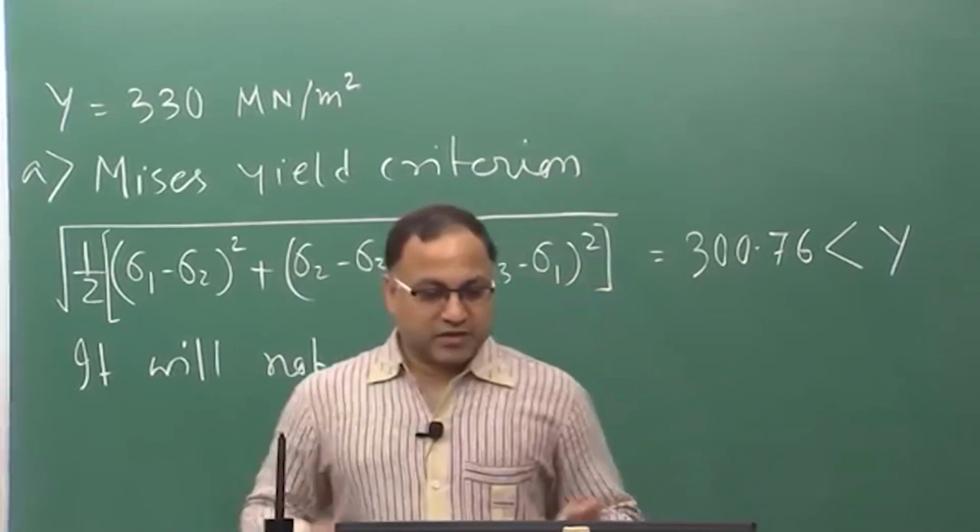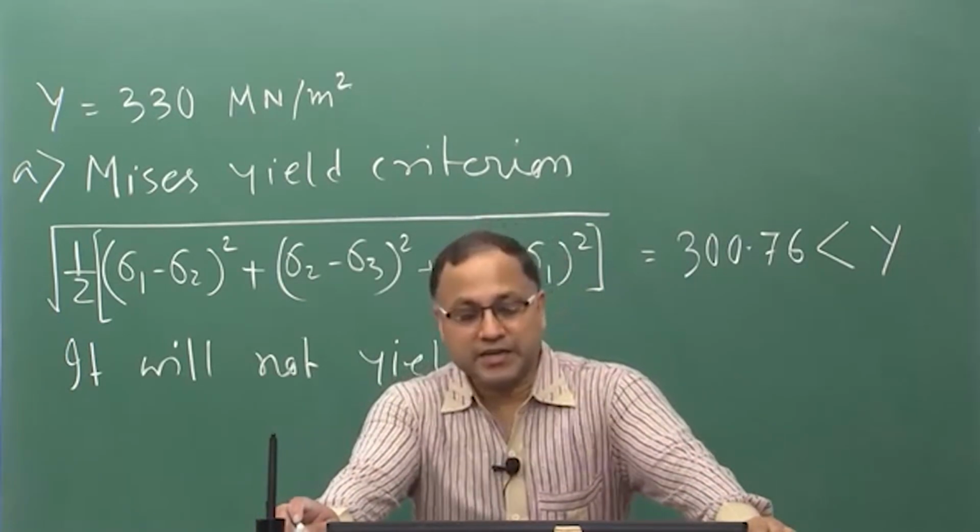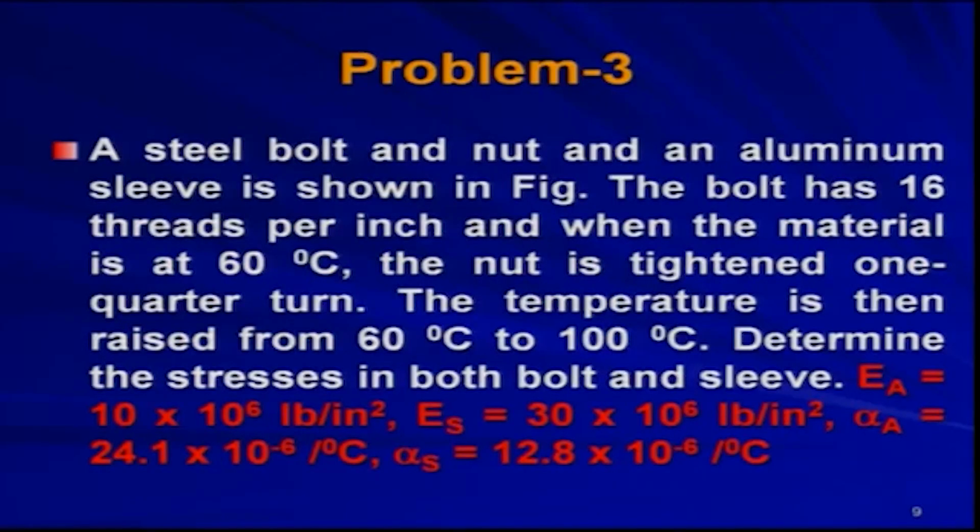The next problem says a steel bolt and nut and an aluminum sleeve is shown in the figures. I will draw the figure right now. The bolt has 16 threads per inch, and when the material is at 60° centigrade temperature, the nut is tightened 1/4 turn. Then the temperature is raised from 60° centigrade to 100° centigrade.